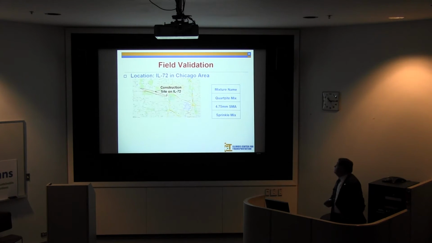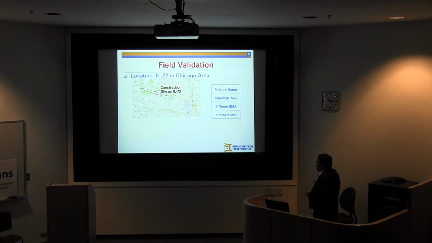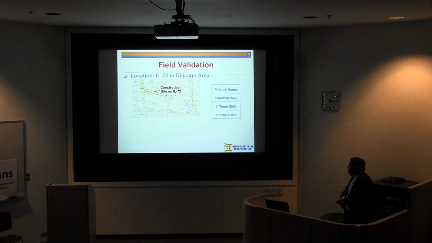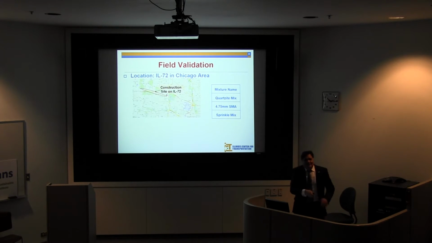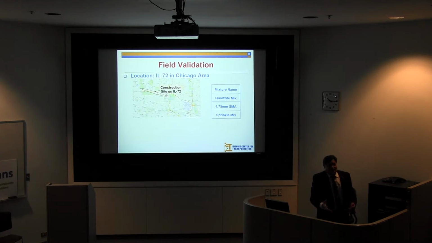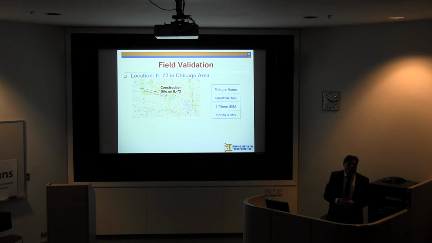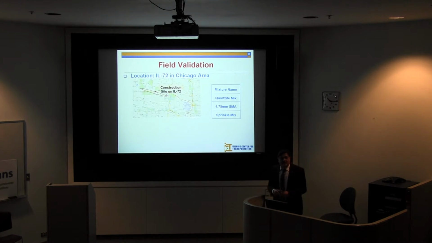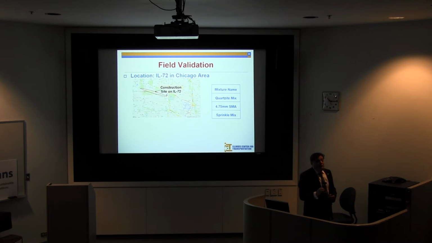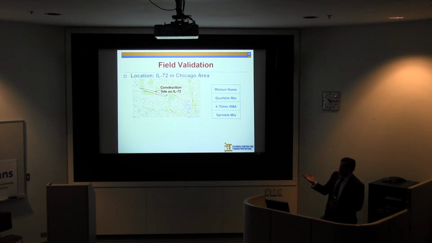So let's take it to the field. We went to Illinois 72 in Chicago. And these are the sections that have been used by traffic. And we have really different materials: quartzite mix, very fine mix, SMA, and sprinkle mix. Sprinkle mix, maybe I should mention something about it here. In Illinois, we don't have good aggregates. It's all limestone, and of course, it's not a very good aggregate to have on the surface. And usually, it costs like $15 to $18 per ton of aggregate. But if we want to have really good aggregate, we have to import it from Wisconsin at $45. So that makes it very expensive.